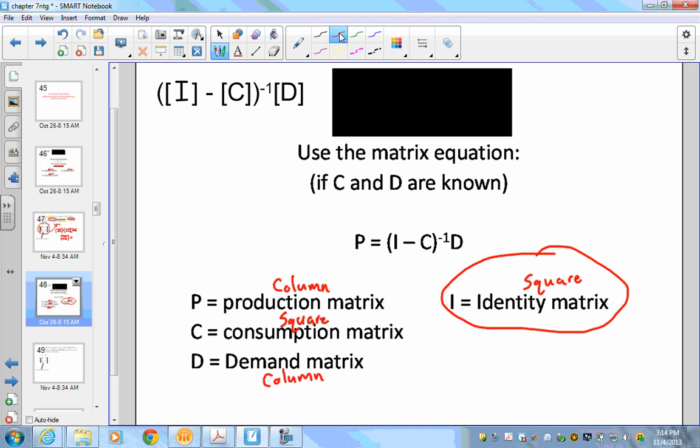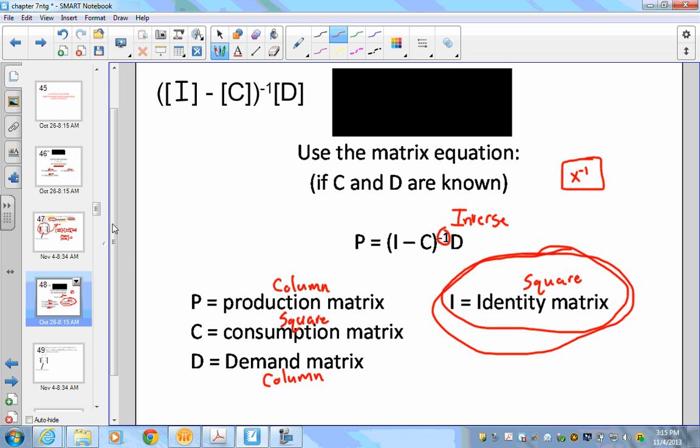One thing to note is that this -1 represents the inverse function. In your graphing calculator, it's going to be the x^-1 key. That is the inverse key that we're going to be using on our graphing calculator. Remember, pause the video if you want to keep writing this down.